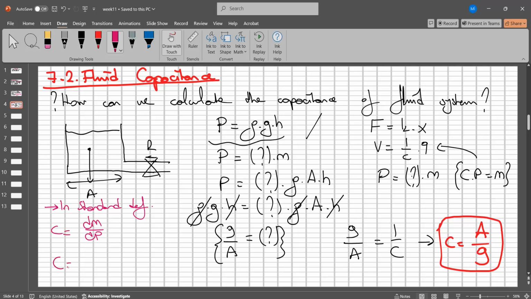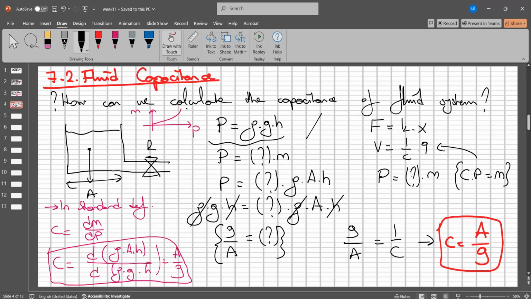And so this C is defined with the derivative of rho A H and d rho G H, and so A over G. This is the standard definition. The other one is the derivation of these algorithms. Okay? And also we can draw the graph of this term, just like this one. We have the pressure value, we have the mass value, and also we have the curve in here. And so the tangent value of this curve is the C. Okay? That's it.